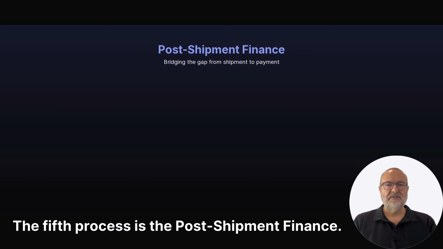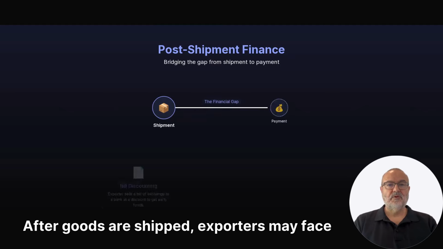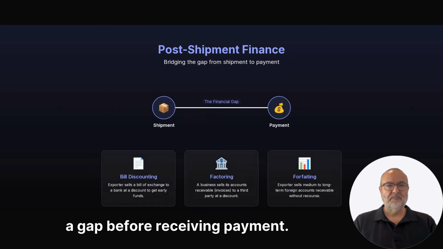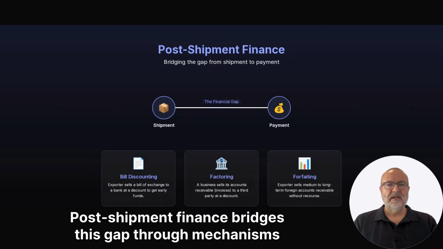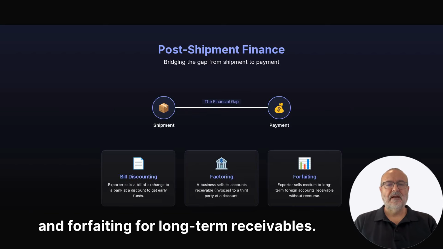The fifth process is the post-shipment finance. After goods are shipped, exporters may face a gap before receiving payment. Post-shipment finance bridges this gap through mechanisms such as bill discounting, export bill negotiation, and forfeiting for long-term receivables.